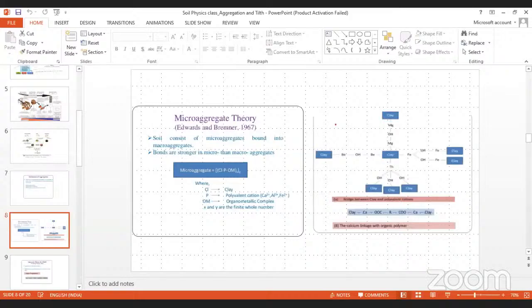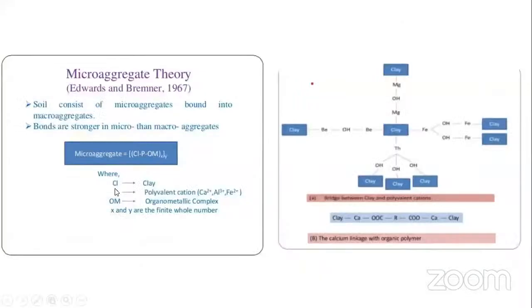For the microaggregate theory, it is hypothesized that soil clay particles first form microaggregates, and soil consists of microaggregates, which bind together to form macroaggregates using clay, polyvalent cations, and organic matter. Like this, I have mentioned here. Clay is bound with clay using polyvalent cations and organic matter. Like here it is organic matter.